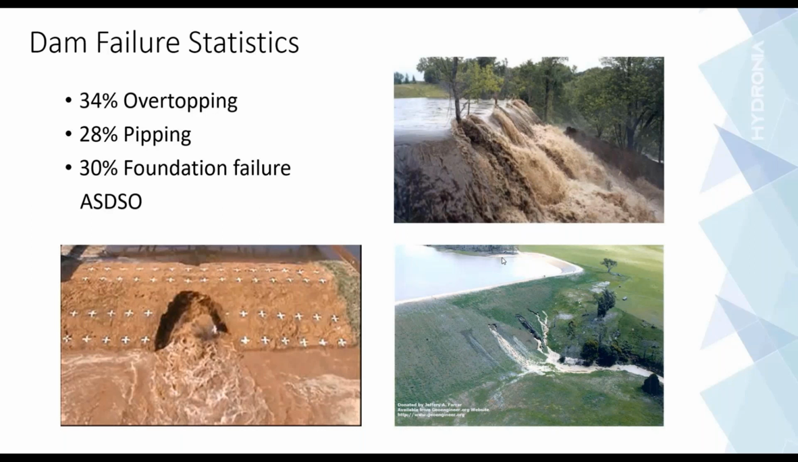foundation failure. So if you look at this, you can think in general terms, one third of the cases are overtopping and one third is piping. So overtopping and piping are responsible for 66% of the cases of dam failure. So it's very important to understand that these are the main failure modes that have been observed in the many failures of dams that have occurred.